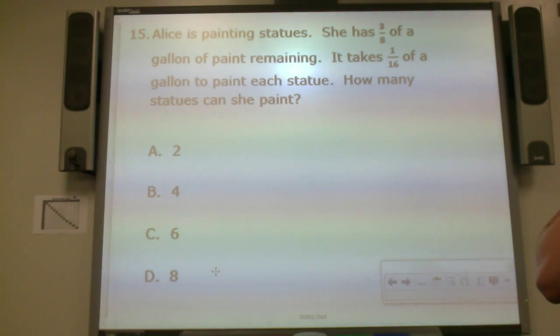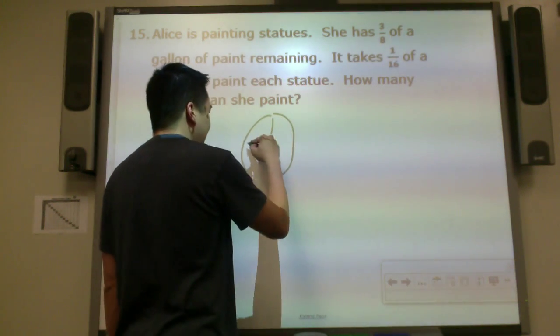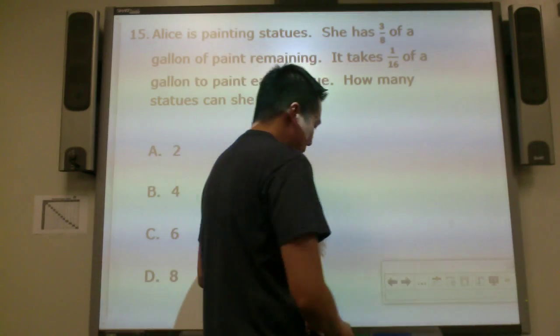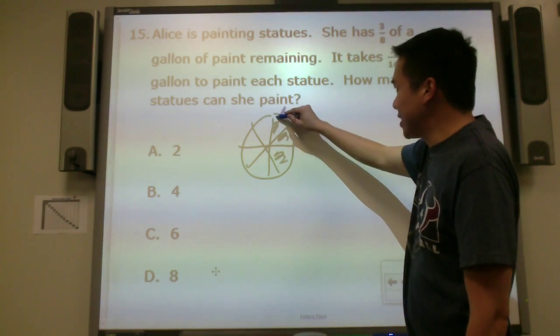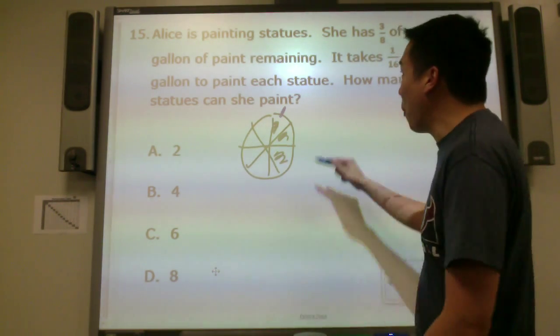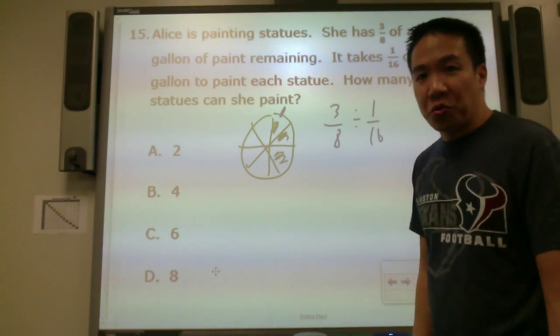Alice is painting statues. She has 3/8 of a gallon of paint remaining. It takes 1/16 of a gallon to paint each statue. How many statues can she make? So she has 3/8. She has all this paint left. It takes 1/16 to make a statue. Make a statue. Make a statue. Make a statue. How is this asking dividing? How many groups of 1/16 go into 3/8?